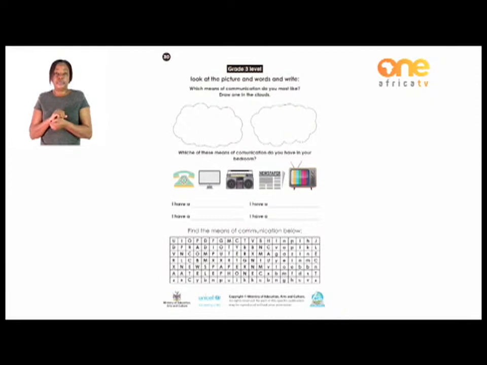Okay, so you just have to fill in here the names of those ones that you have in your bedroom, or the ones that you always use at home. Fill them in. After you have done that, you must find their names in this word search, which is below. Find the means of communication below. All those communication tools that we have learned, I want you to find them here in this word search. They are there. Just find them and you circle them, and you should be able to read them. I have already seen one in front of me here.